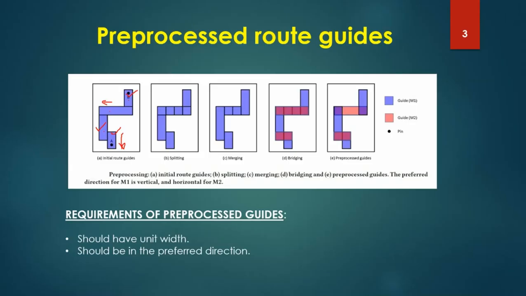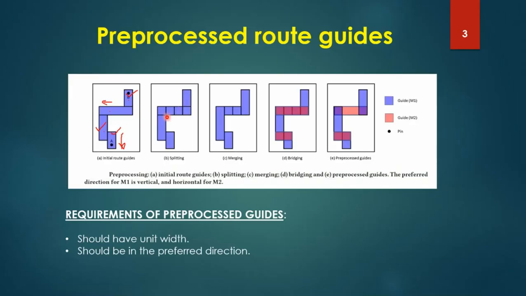The touching guides which have the edge orthogonal to the preferred routing direction are merged. So what I mean is, just see in this B one, the splitting one. If you see right now, initially there were 1, 2, 3, 4 routing guides. After splitting, the routing guides are 1, 2, 3, 4, 5, 6, 7. 7 routing guides. So which routing guides will the tool merge?